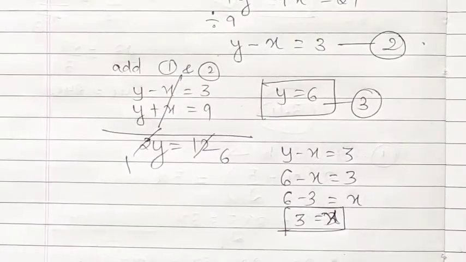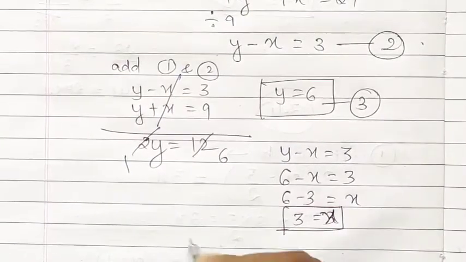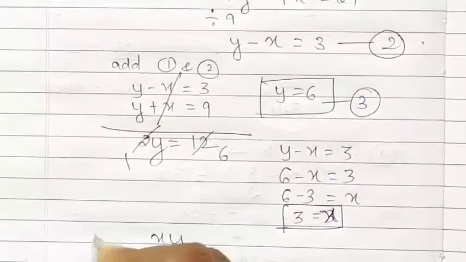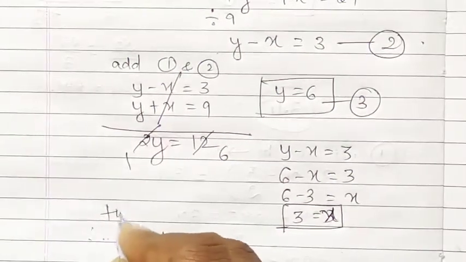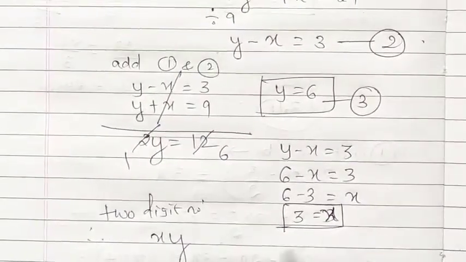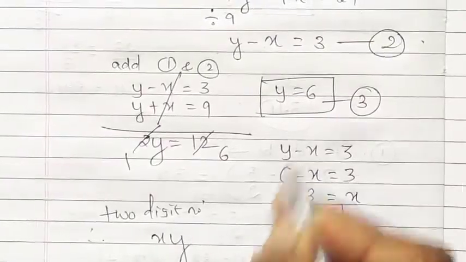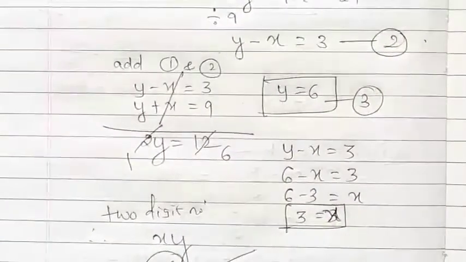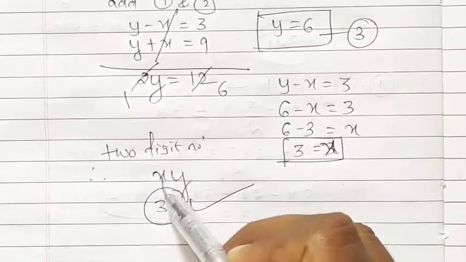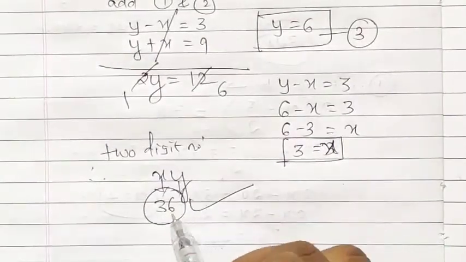Since we took the 2-digit number as xy, therefore the 2-digit number is xy. X means 3, y means 6. It means the 2-digit number is 36. In the place of x I wrote 3, in the place of y I wrote 6, so the 2-digit number is actually 36.